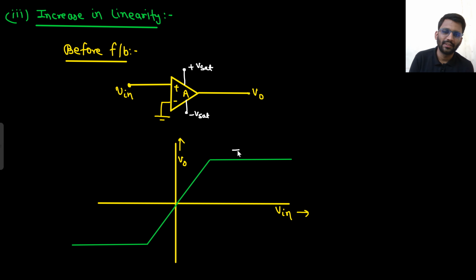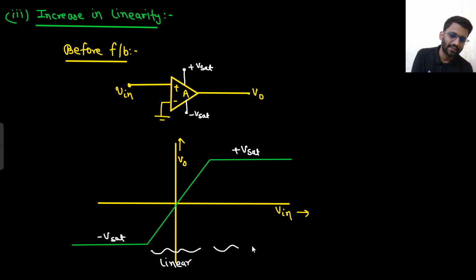So this is plus V sat and this is your minus V sat, right? So now it is linear in this much region only, no? It is linear in this much region. After that it is saturated. So linearity is less here, right? Linearity is less.